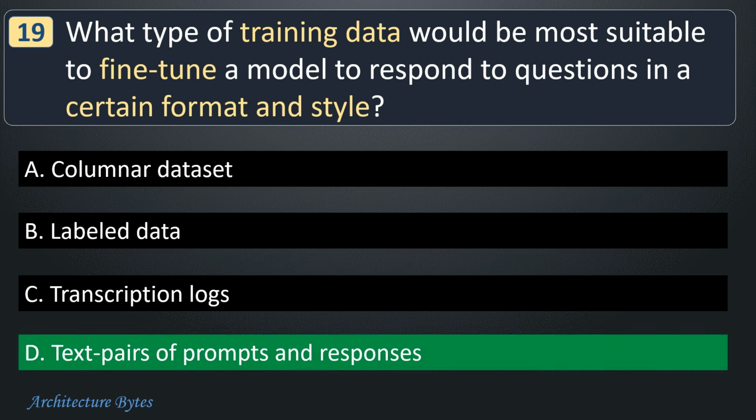Option D, text pairs of prompts and responses, is the right answer here. This will allow the model to learn to respond to prompts in a preferred form and style.